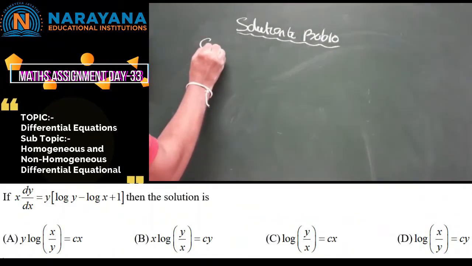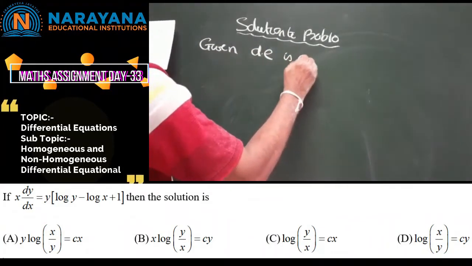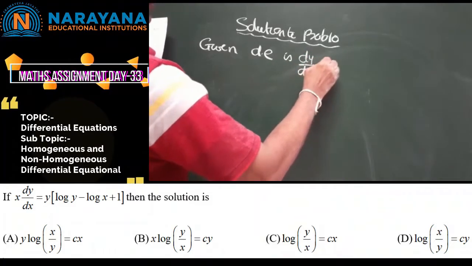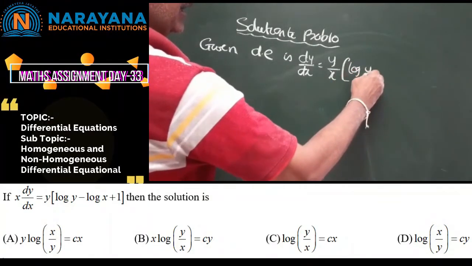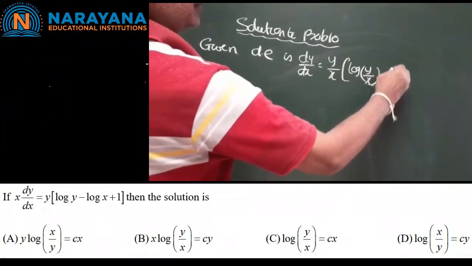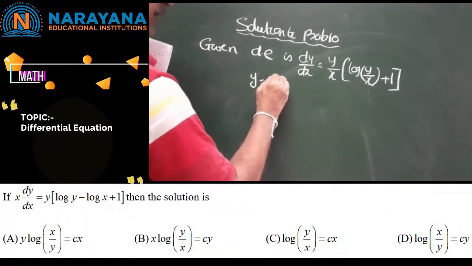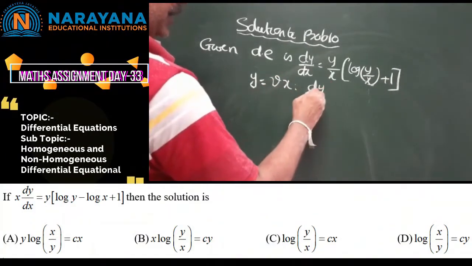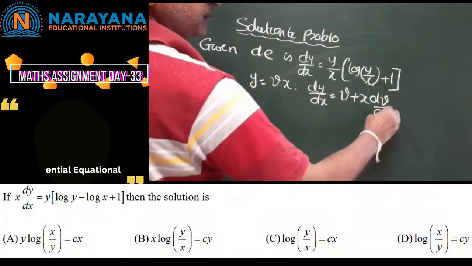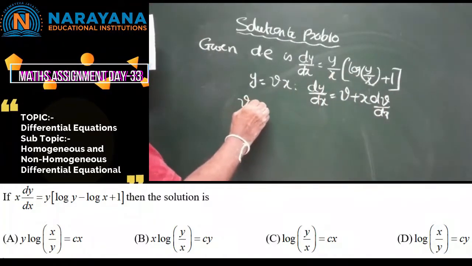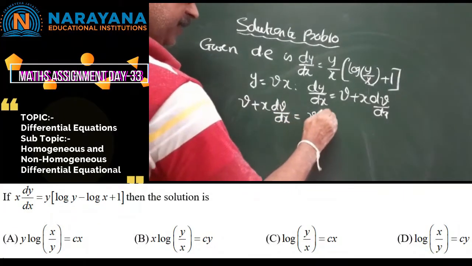So, given differential equation, dy/dx is equal to (y/x) into (log y − log x), that is given. We can write that as log(y/x) + 1. And in place of dy/dx, we write v + x dv/dx, and we take y equal to vx. We can get dy/dx is equal to v + x dv/dx. And if you substitute that, v + x dv/dx is equal to y/x, which can be written as v log v + v.